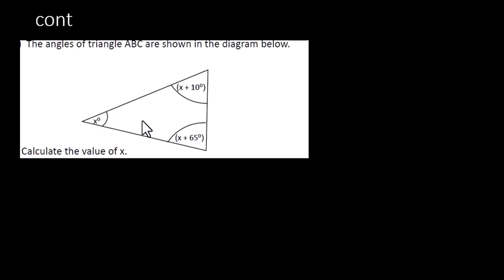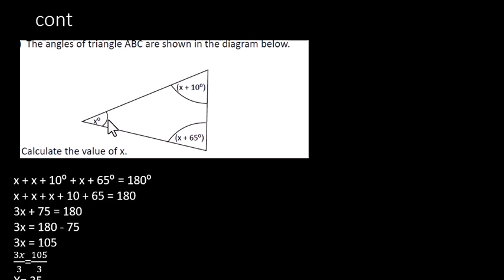Okay, then we have another question. The angles of a triangle ABC are shown in the diagram below. Calculate the value of x. So how are we going to calculate the value of x? In this particular case, we are just going to add up everything. So when we add up x plus x plus 10 degrees plus x plus 65 is equal to 180, since a triangle adds up to 180. So we're going to work this out.